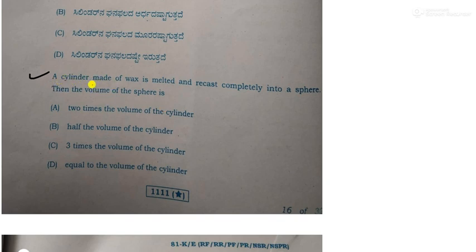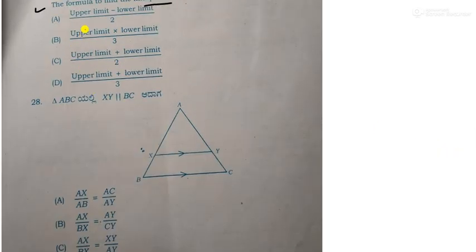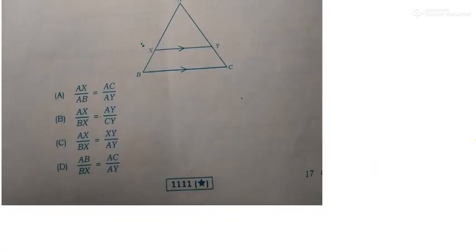A cylinder made of wax is melted and recast completely into a sphere. Then the volume of the sphere remains the same, similar to a model paper question. Option number D. Question number 27: the formula to find the midpoint of the class interval. So it is upper limit plus lower limit by 2. Yes, upper plus lower by 2. Option number C.